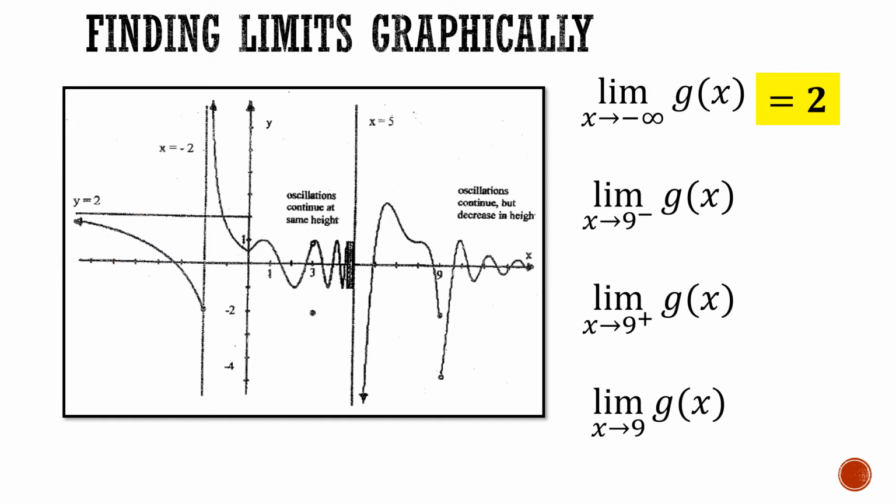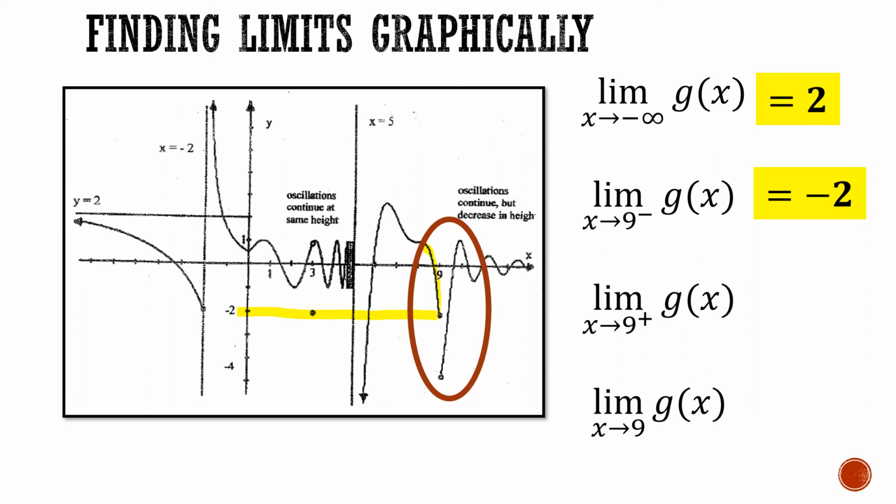All right, the next problem says find the limit as x approaches 9 from the left. So I want to identify where 9 is on my graph, and I only want to look at the left-hand side of 9. So again, I'm going to start somewhere on the left, and I'm just going to drag my pen and see where it stops on that left-hand side. When I do that, I notice that it stops at about y equals negative 2. So if you look across, you'd see it equals negative 2.